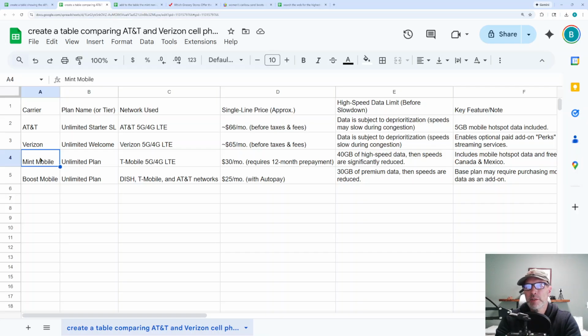And lower tier doesn't mean they're anything worse. They actually operate over those same networks. For example, Mint operates on the T-Mobile network. Boost operates on either the T-Mobile or the AT&T network. But the biggest difference you get is you don't get frills.